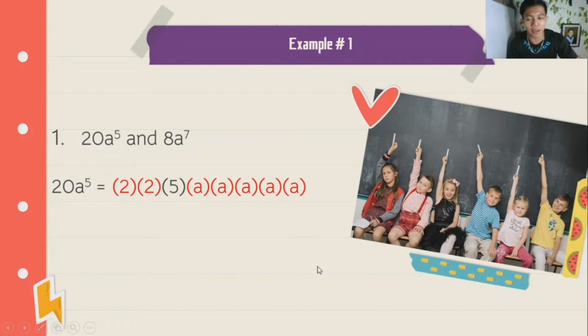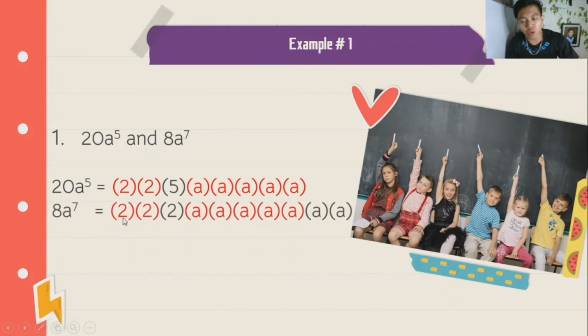Sulat mo lang sila. And then, punta naman tayo kay 8a raised to 7. So, si 8 ay 2 times 2 times 2. Diba? 2 times 2, 4 times 2, 8. Okay? And then, a raised to 7, ibig sabihin, ilang a? 7. So, sulat mo lang sila. 1, 2, 3, 4, 5, 6, 7.